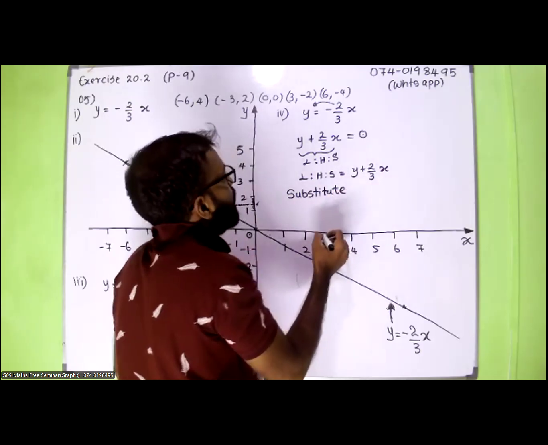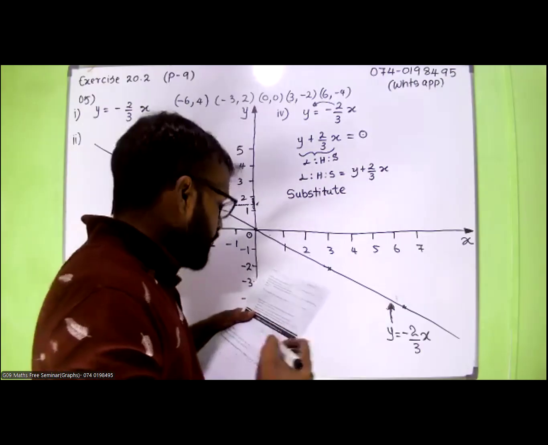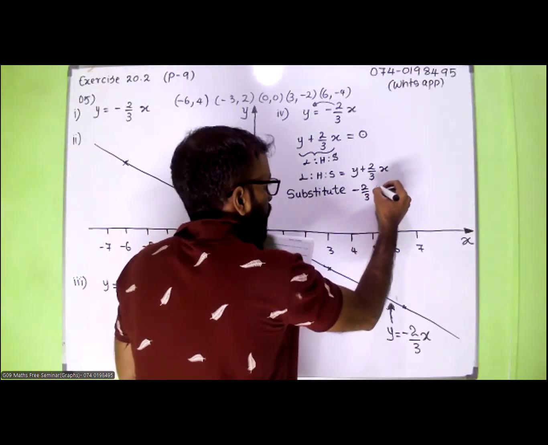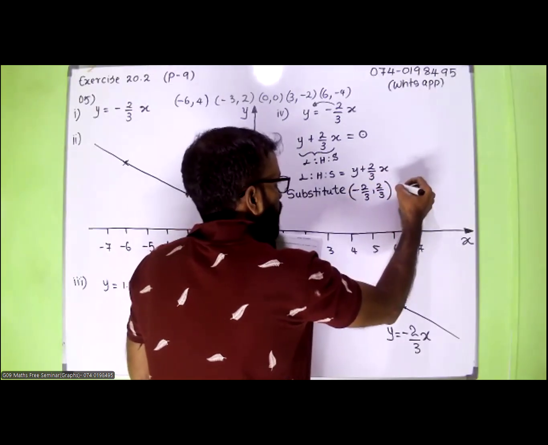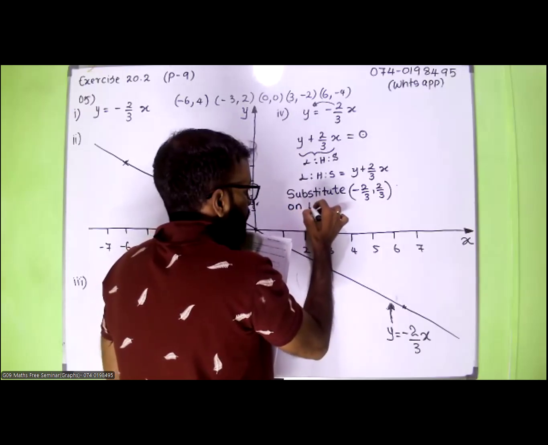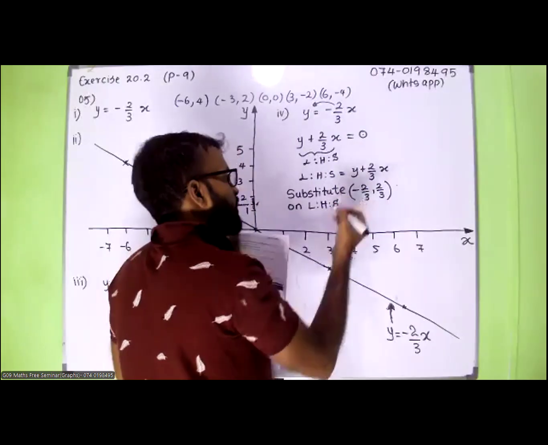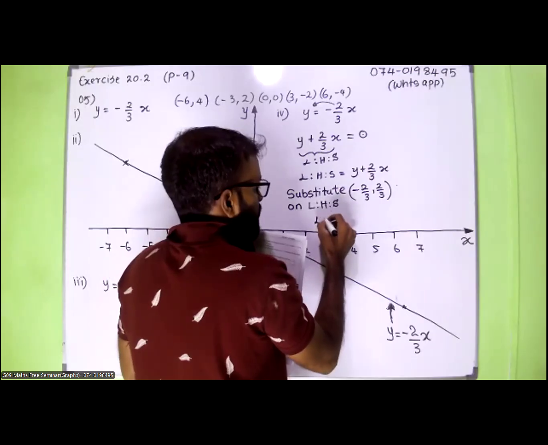Substitute. What is my point? Minus 2 upon 3, comma 2 upon 3 on LHS. Right? On LHS. So I am going to substitute these values.